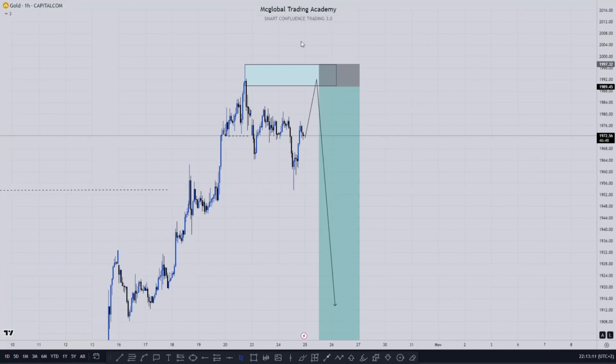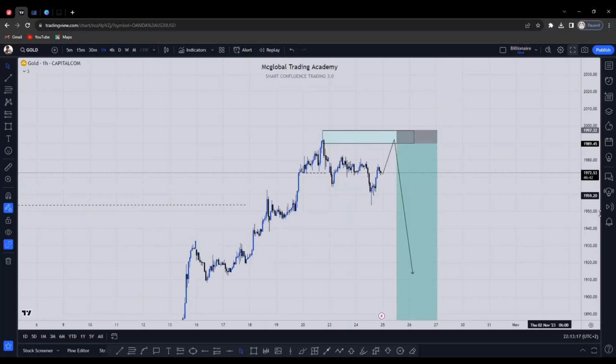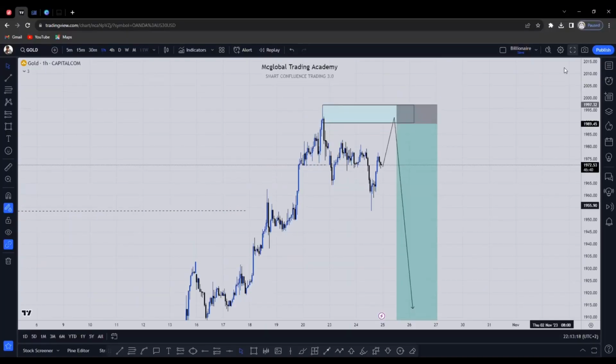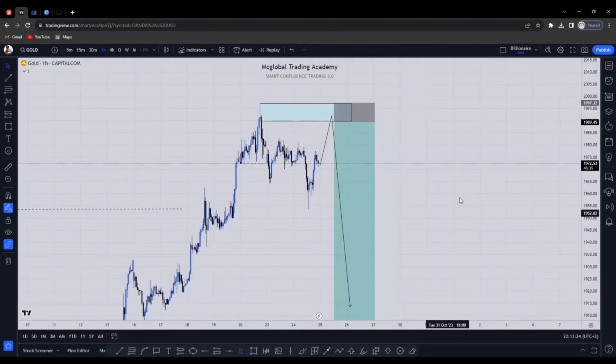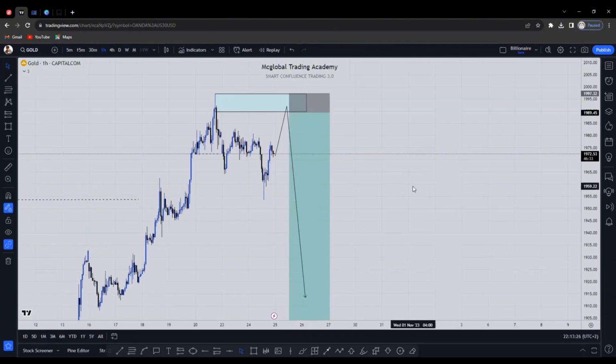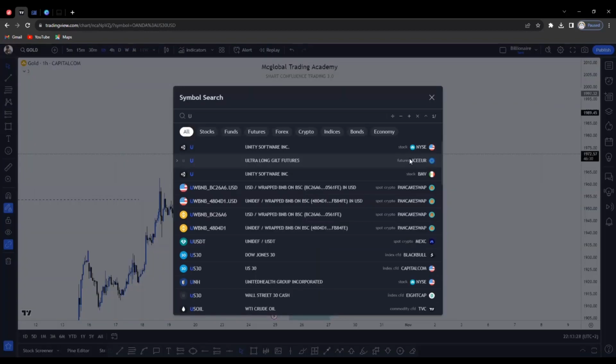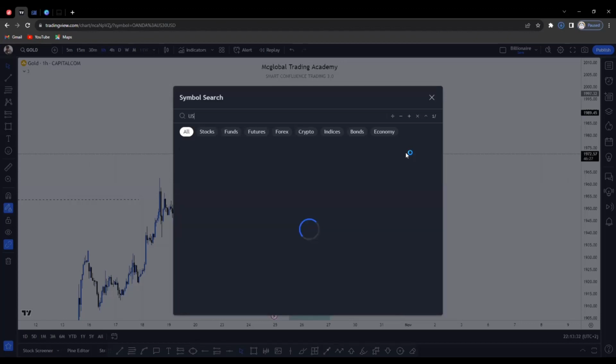I hope we're going to share the signal as well. Maybe around tomorrow, there on the zone there. That's for gold. US30. Let me go to US30.